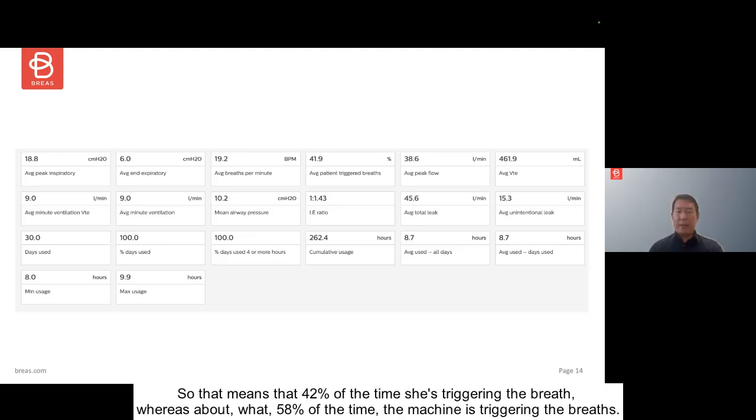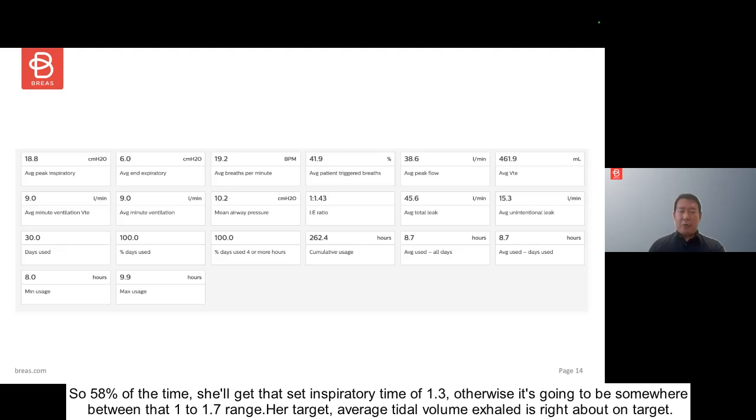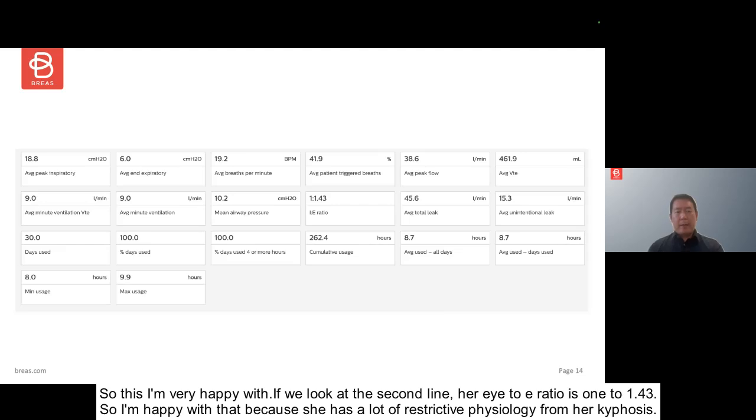So that means that 42% of the time she's triggering the breath, whereas about 58% of the time the machine is triggering the breaths. So 58% of the time she'll get that set inspiratory time of 1.3. Otherwise, it's going to be somewhere between that 1 to 1.7 range. Her target average tidal volume exhaled is right about on target. So this I'm very happy with.